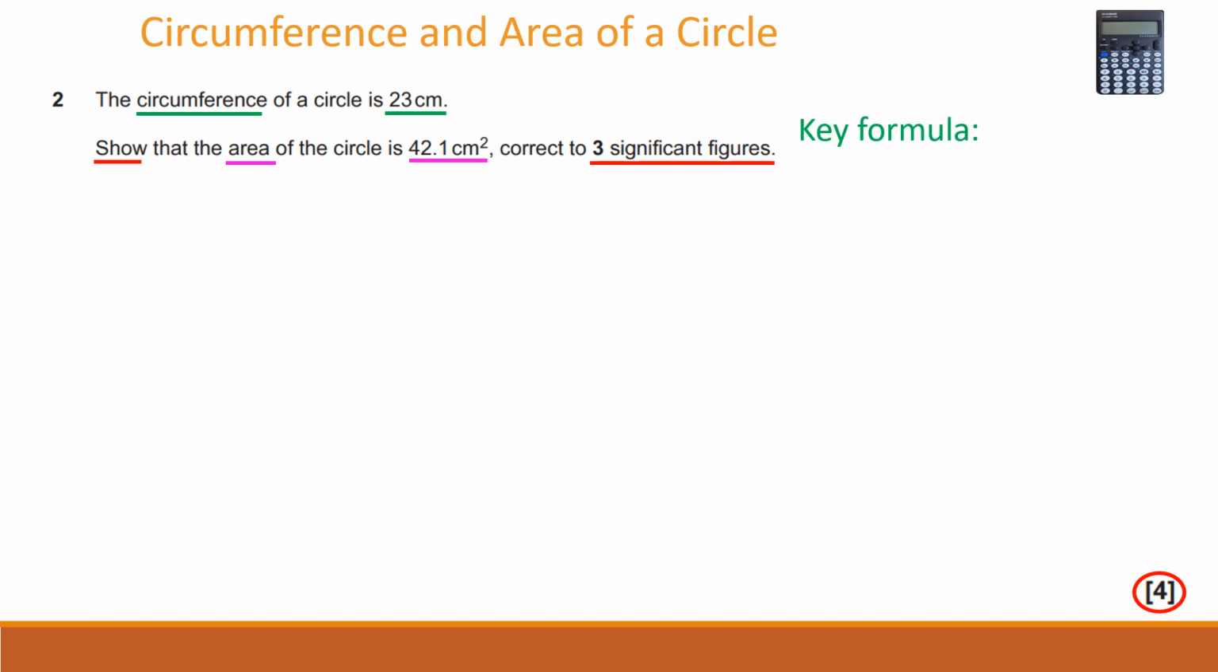The key formula you need for this is that the area of the circle is the space inside the circle, and the area of the circle is equal to pi r squared. Now r is the radius of the circle, which is the distance from the centre of the circle to the edge. And pi r squared means pi times the radius times the radius. You can use the square button on your calculator.